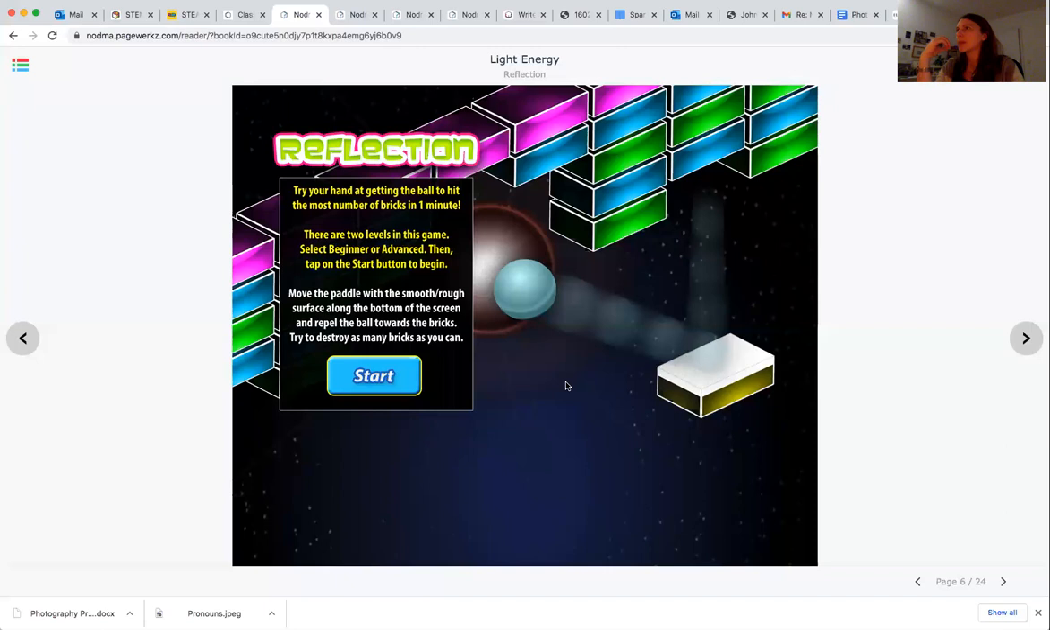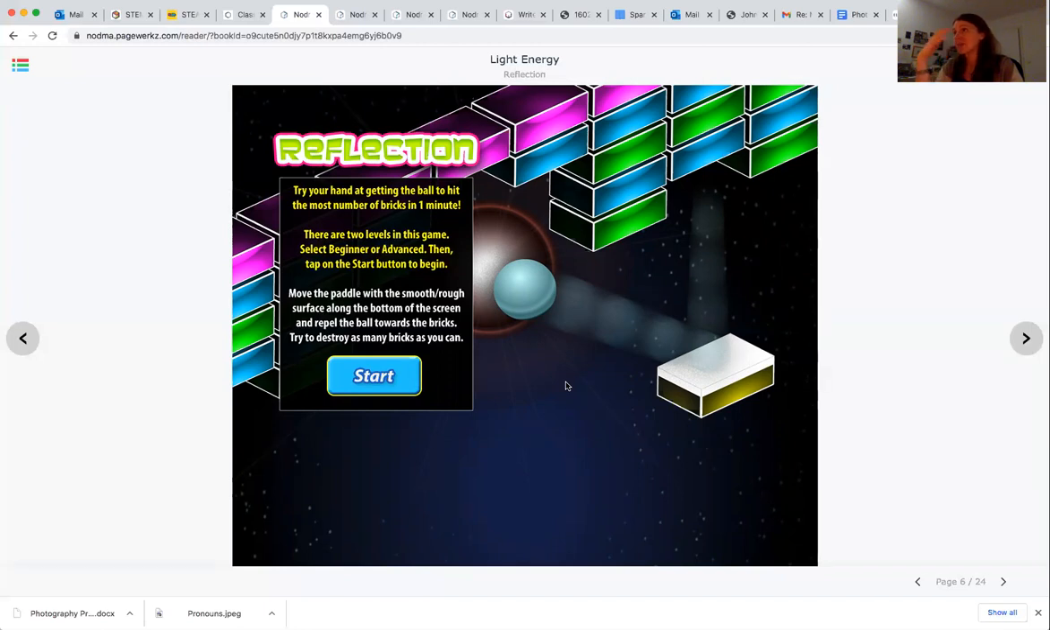So the idea is that you try your hand at getting the ball to hit the most number of bricks in 1 minute. And there are 2 different levels to the game, so they can try it with each other, or they can try it as a class. And you move the paddle with a smooth, rough surface along the bottom of the screen, and then repel the ball towards the bricks. And the idea is that you try and destroy as many bricks as you can.